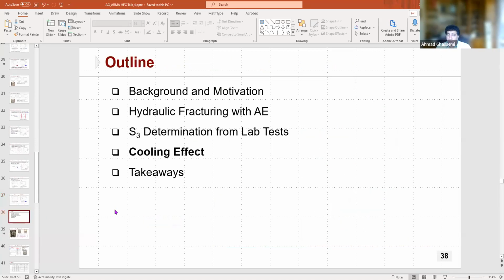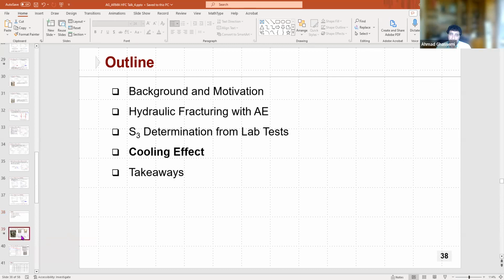Now, cooling effect. We have a lot of data that we haven't processed yet, but I will show you what we have. I'm going a little bit faster than I expected, which is fine. We'll leave more room for discussions.